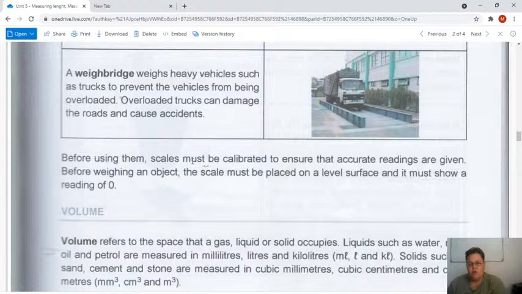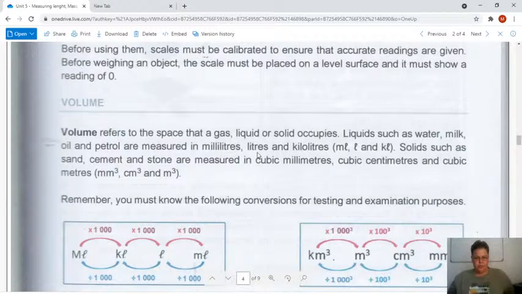So in the same breath, if you go into your bathroom and you weigh yourself on the scale, if it is not set to 0 or not on a level surface, it's going to give you an inaccurate reading. And it could be that you are either 10 kgs overweight, or it could be that you are 10 kgs underweight, just depending on the actual weight of the scale. So next we go to volume.